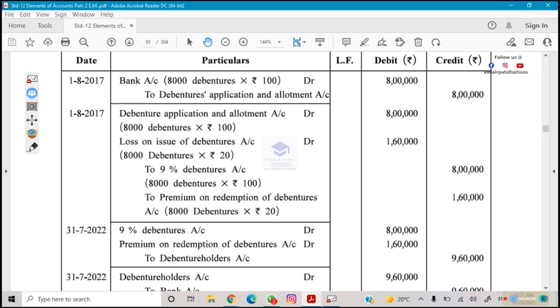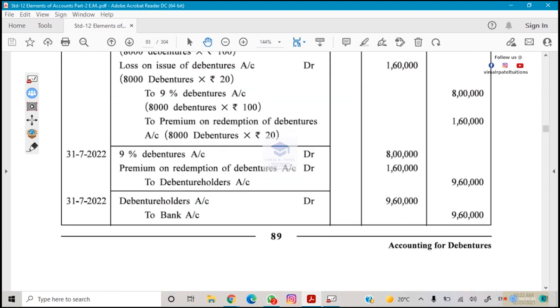Then at the time of redemption on 31st July 2022, 9% debenture account debited 8 lakh. Premium on redemption of debenture account debited 1,60,000 to debenture holder 9,60,000, and debenture holder account debited to bank account 9,60,000.